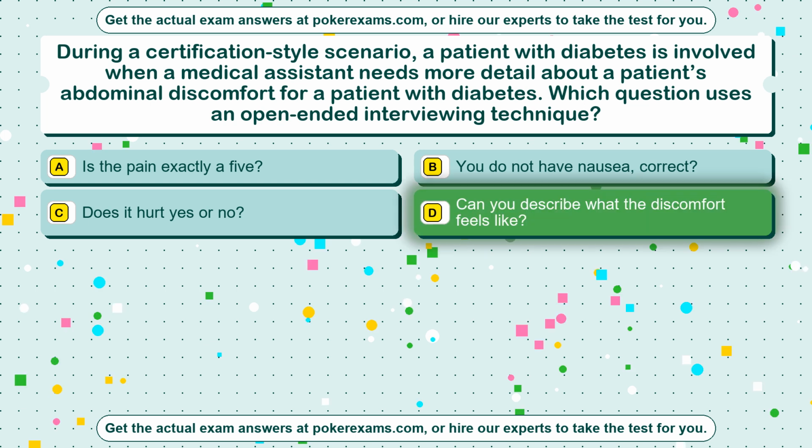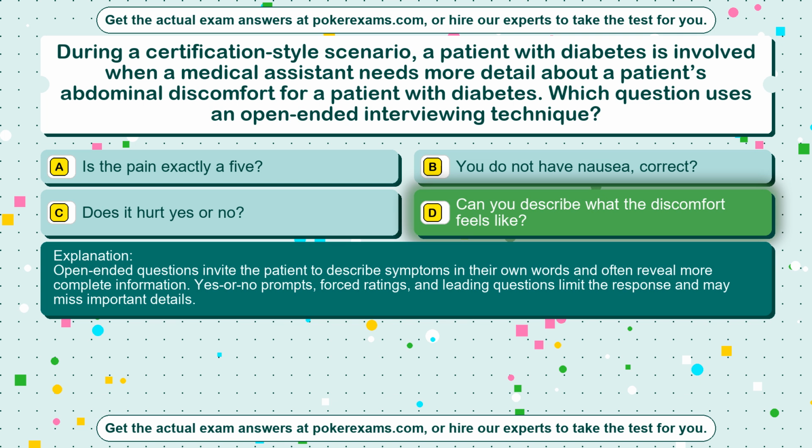The correct answer is option D. Can you describe what the discomfort feels like? Open-ended questions invite the patient to describe symptoms in their own words and often reveal more complete information. Yes or no prompts, forced ratings, and leading questions limit the response and may miss important details.